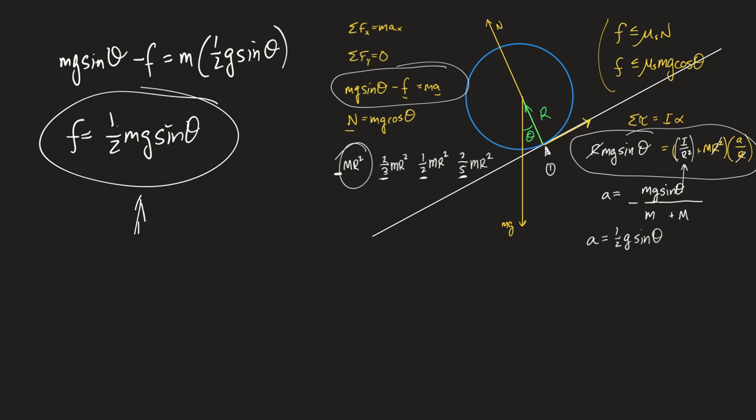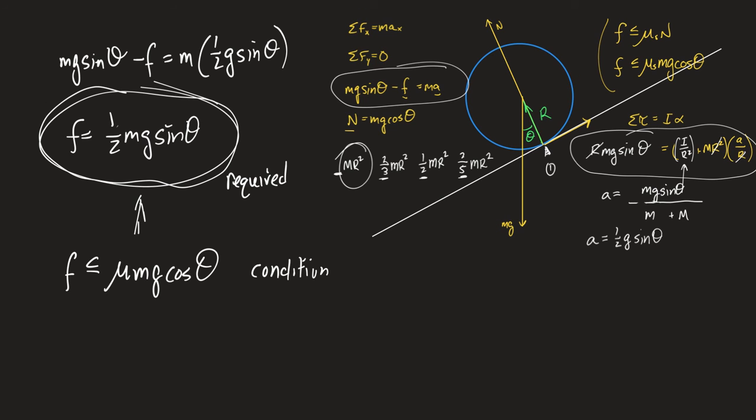Friction has to be less than or equal to mu mg cosine theta. We have found that the frictional force under this circumstance has to be 1/2 mg sine theta. Now, this is a condition. This is what's required. Understand the difference. Without this much friction, the system will not roll. It will slip.